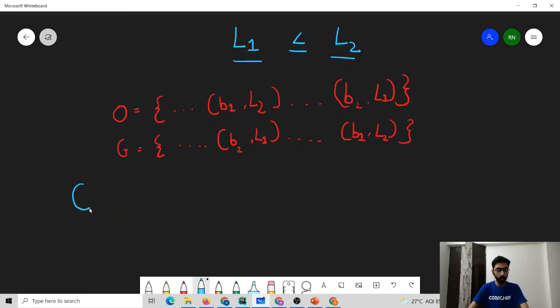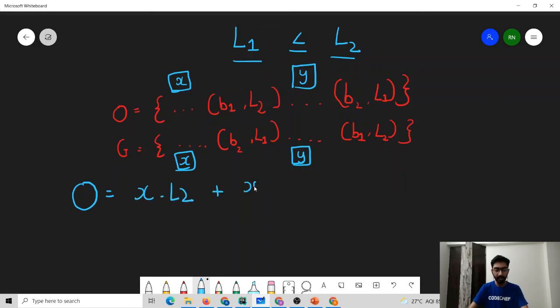Now in that case, what will our score for the optimal strategy be? Consider that there are X different bands that have been played before this. And consider that there are Y new different bands that are playing between these two songs. Similarly is the case here. So now in the optimal strategy, we have our contribution as X times L2 plus (X plus Y) times L1.